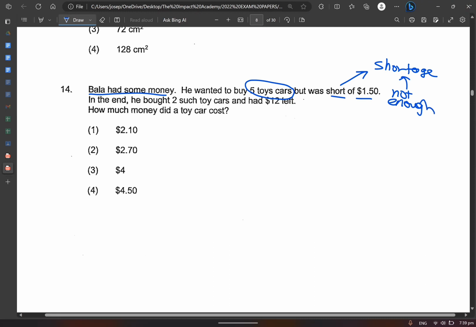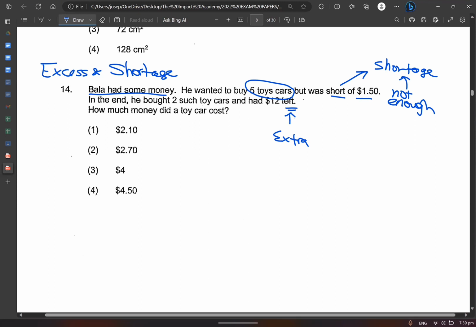Now, the moment you see something like this, and you continue looking through, you realize that there's this word "left". Left means extra. Extra means what? I have too much. You agree so far? Then this is what we call an excess and shortage question. This is how you would do it.